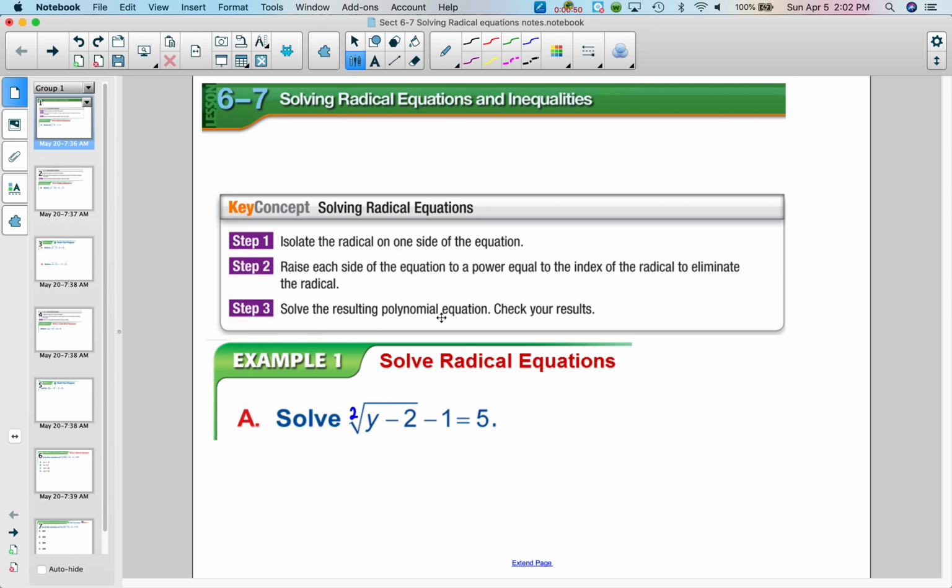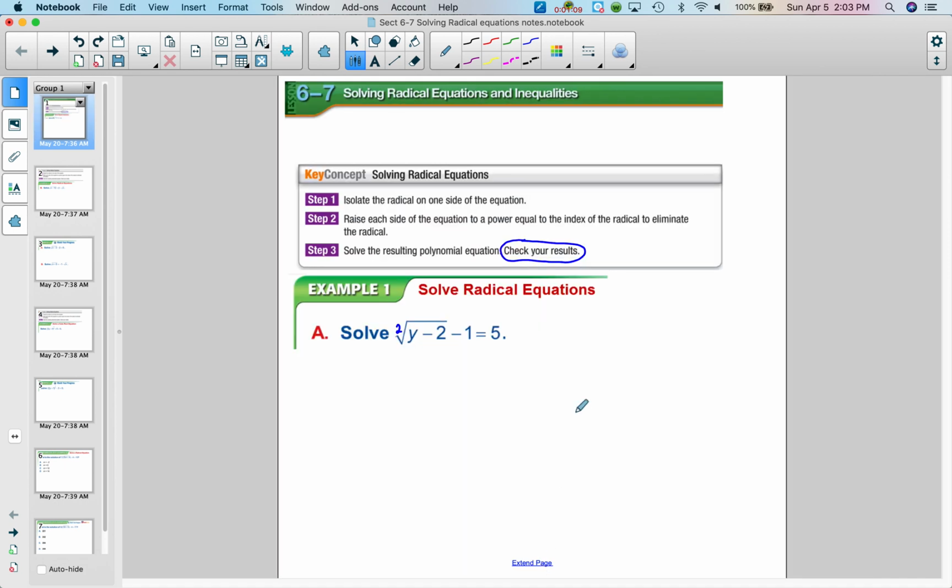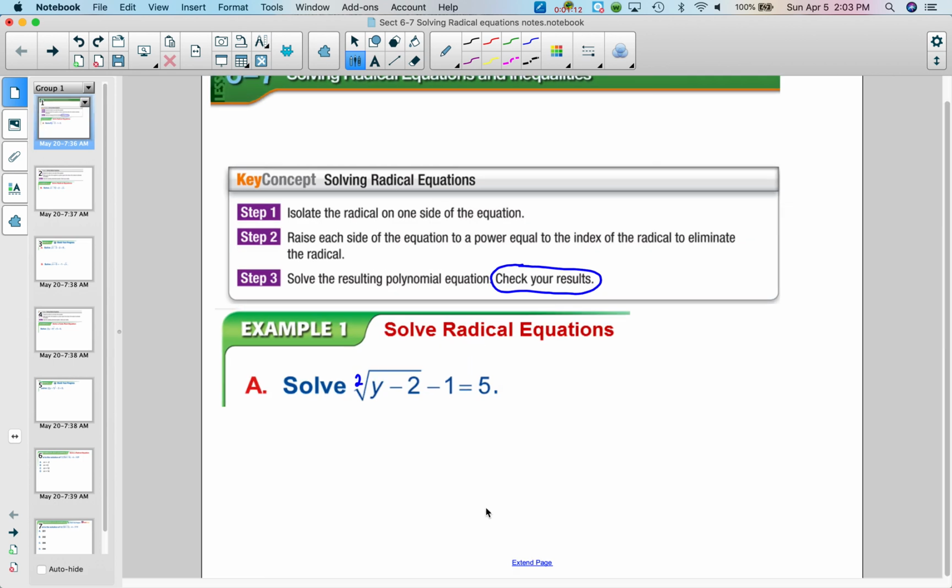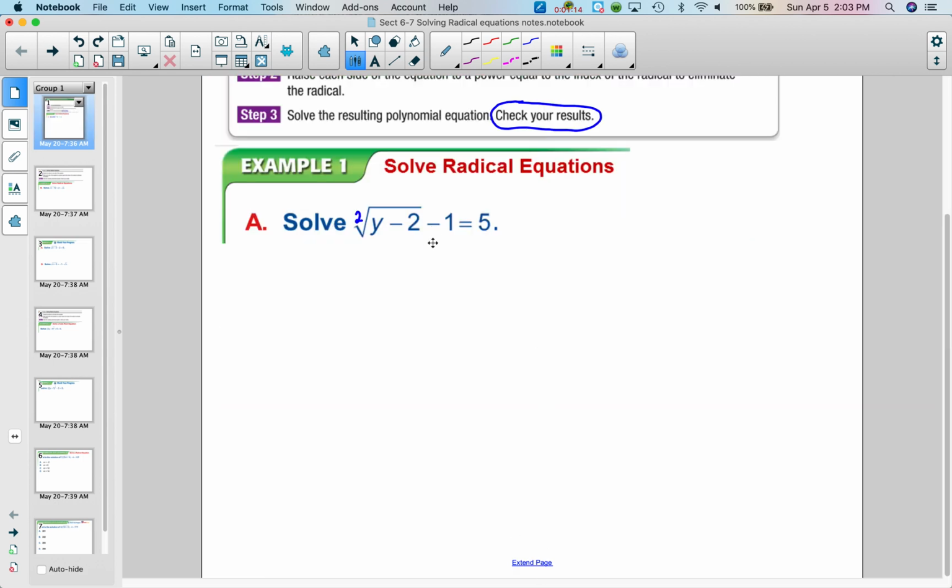Then you solve the resulting polynomial equation. And then you check your results. And this part right here, really important, because sometimes what happens in the process of solving a radical equation, you get what's called an extraneous root, which is an extra root, and it doesn't work. So it's really important that you always check your solutions. So for this first example, the first thing you're going to do is add 1 to both sides, because you have to isolate the radical first.